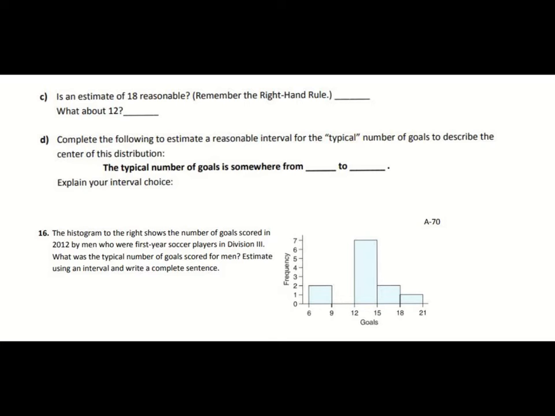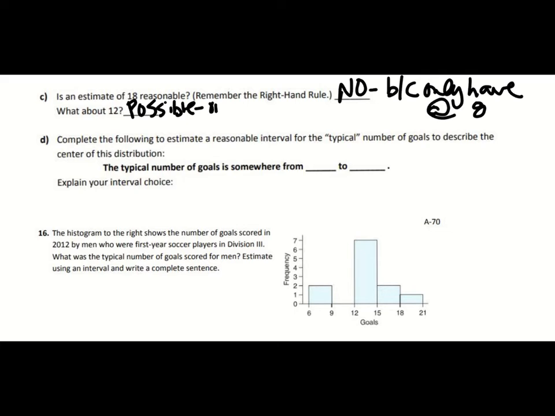Okay, is 18 reasonable? I would say no, because at minimum you'd have 2 from the little ones, and then you'd only have, at minimum, about 8 to the right of that. So I would say that's not reasonable. And 12, I would say it's possible, but only if that whole entire bar is all 12s.